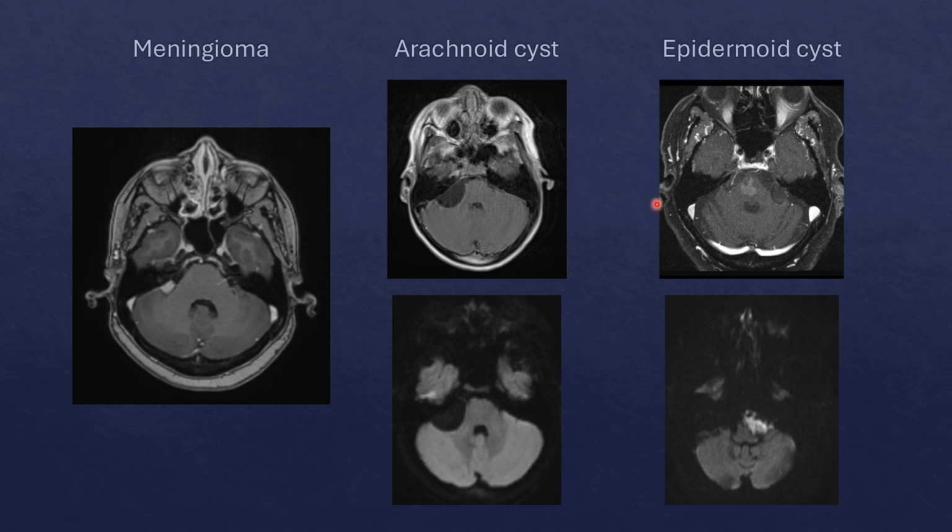The best way to differentiate arachnoid cysts from epidermoid cysts would be to evaluate the DWI and ADC sequences. Epidermoid cysts demonstrate restricted diffusion and will be bright on DWI, as shown here, while arachnoid cysts do not, as shown on this image. Arachnoid cysts are also described as following CSF on all sequences.